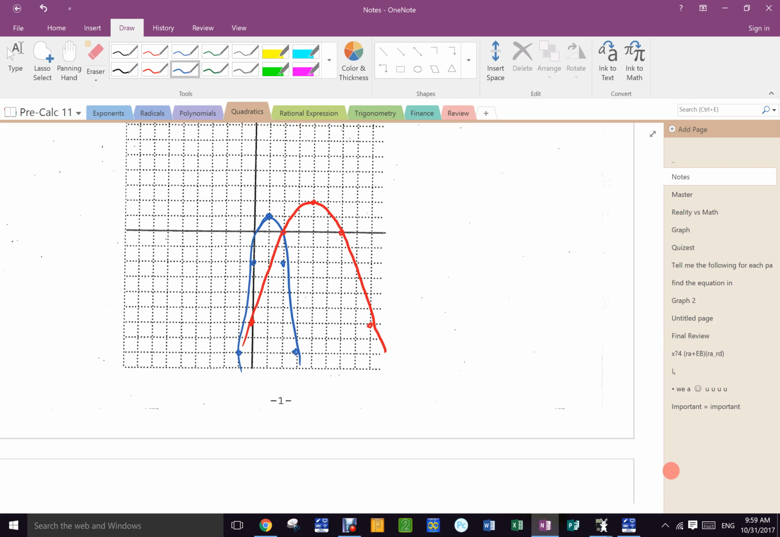So I hope you're starting to notice something. As the A value increases, the parabola narrows. As the A value decreases into fractions, the parabola opens up. Okay?